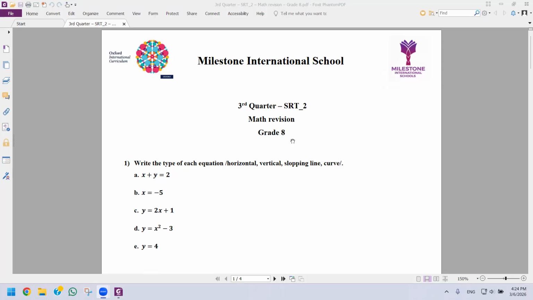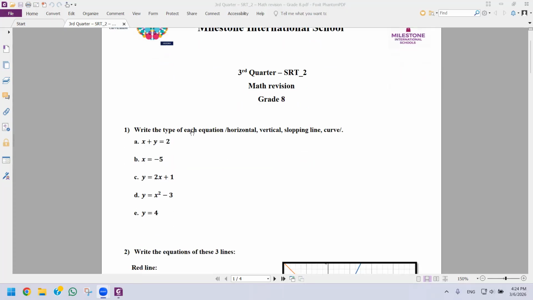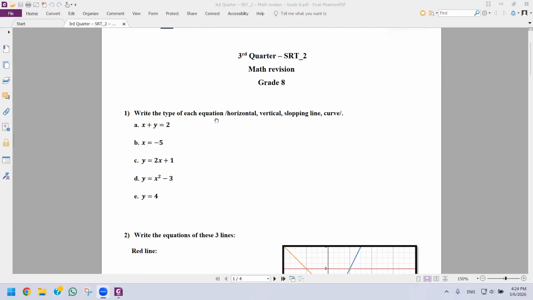Dear students, in this video, I'll be solving the revision sheet of grade 8, quarter 3. Question 1. Write the type of each equation. Is it horizontal, vertical, sloping line, or a curve? We start with the first one.